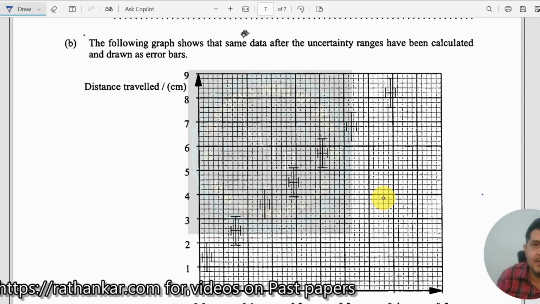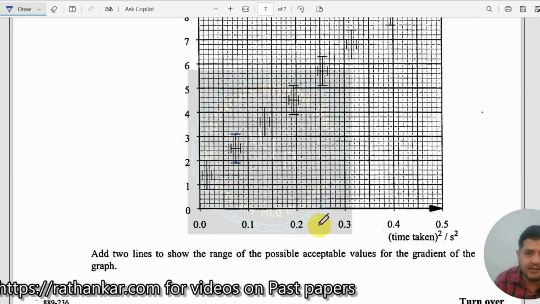The following graph shows the same data after the uncertainty ranges have been calculated and drawn as error bars. See, these are the error bars. See, this is the error bar here, right? So similarly, we have error bars. Not so clear, but we can make it out. Distance traveled in centimeter versus t square is given. Add two lines to show the range of the possible acceptable values of the gradient of the graph.